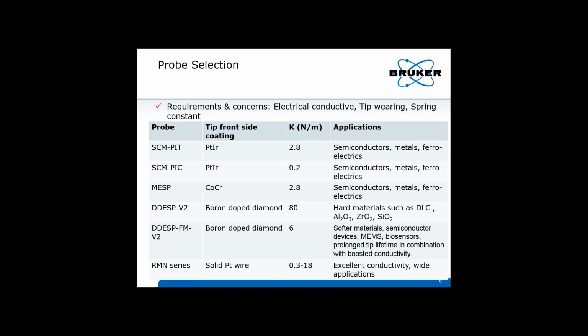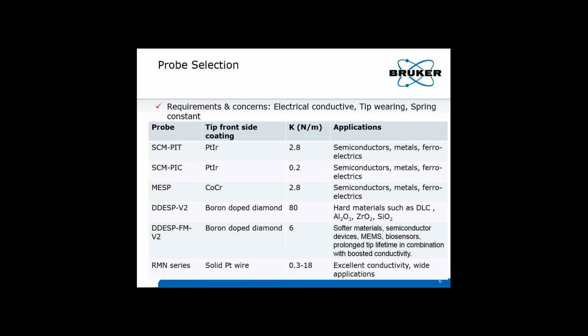The first category is SCM-PIT and SCM-PIC. They have a front side coating of platinum iridium, and they are widely used for semiconductors, metals, ferroelectrics. MESP has a coating of cobalt chromium, and they have the same applications as above. But compared to the SCM-PIT and SCM-PIC, they are more resistant to tip wearing.